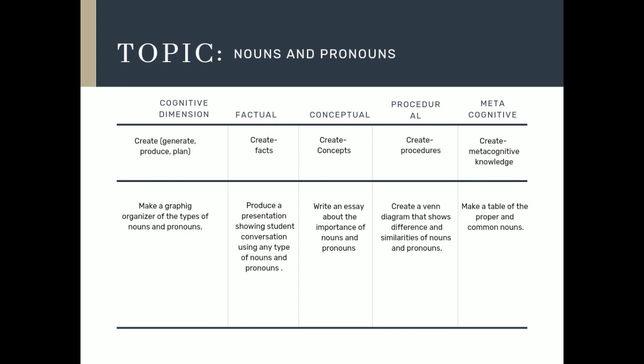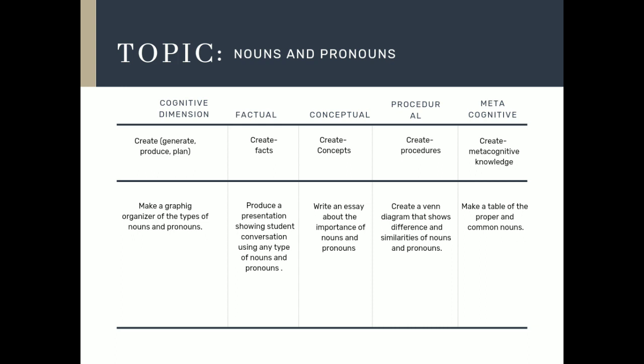The last level of the cognitive domain is create, which means generate, produce, plan, etc. In this column, I wrote: student will be able to make a graphic organizer of the types of nouns and pronouns. In the second column, which is create facts: student will be able to produce a presentation showing student conversation using any type of nouns and pronouns.